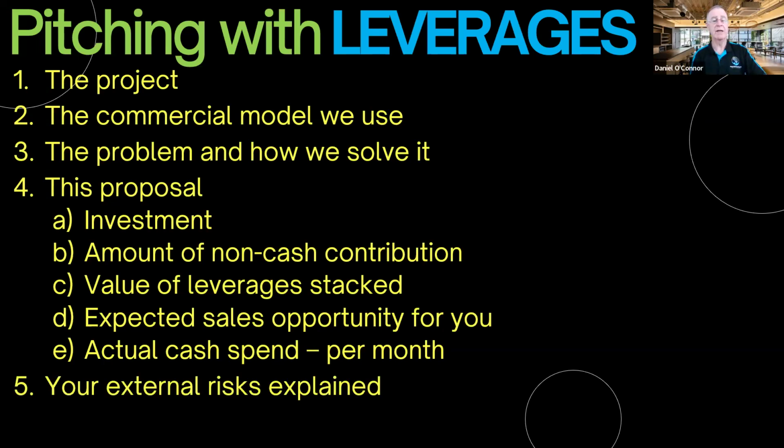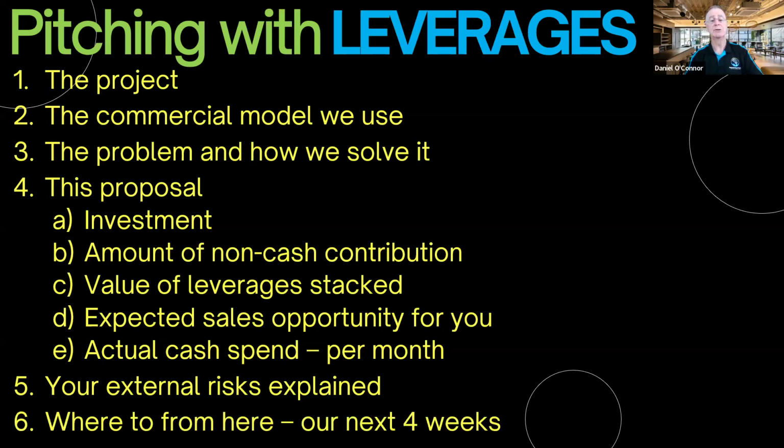Finally, we then go through their external risks as we see them, because we're saying to them, I'm getting into your industry, so I need to show you that I know what the risks are. We have to be very careful here because these people already understand what the risks are. They already know because they're in that industry or that market. And if we get this wrong, they discount everything we've said. So we must be very accurate on that. And then once we've done all of that, our where to from here slide: here's what's going to happen in the next 4 weeks.